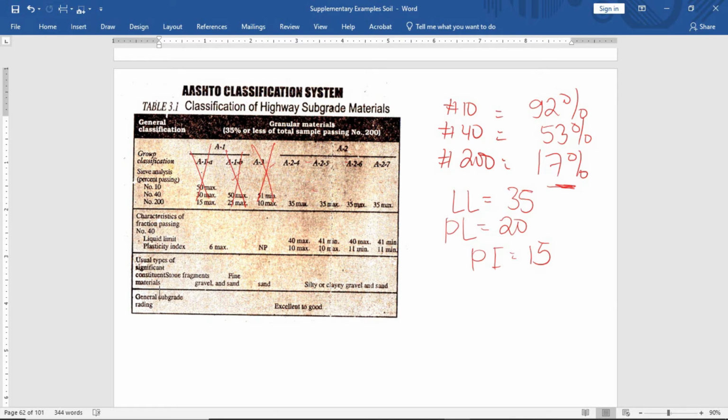So, punta naman tayo sa liquid limit. Liquid limit daw, 40 ang max. So, pasok yung 35 natin kasi maximum ay ano. So, possible yan. 41 minimum, so hindi na yan pwede. Meron pa pala, sa plasticity index. 10 lang daw ang max dito, so hindi ito pwede. Ito, minimum, so okay, kasi 15 ang ano natin.